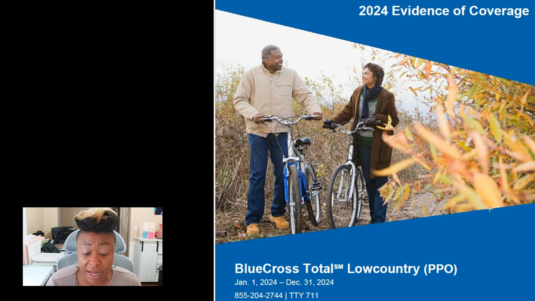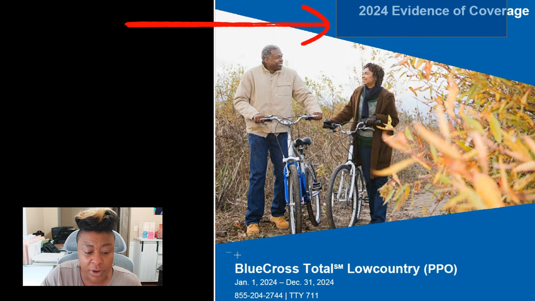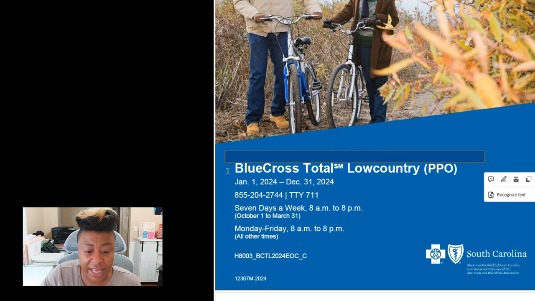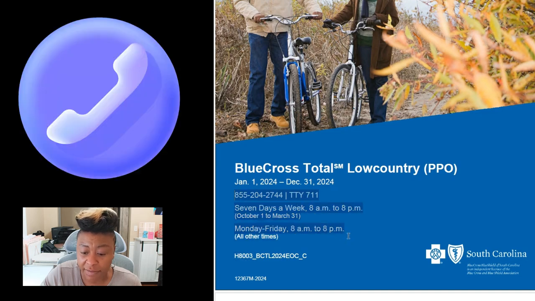This one that I have marked up for us for this video is going to be the total low country. It is literally going to be the same format. Some of the information, meaning the plan details, is going to be different, but everything else is going to be the same. So whenever we pull up this document, we immediately see our title page. We know that we're in the 2024 evidence of coverage. We have what our plan name is, and then what's very important here to make sure that you're in the right year is January 1st to December 31st, and you have all of your contact information and what times they are available.